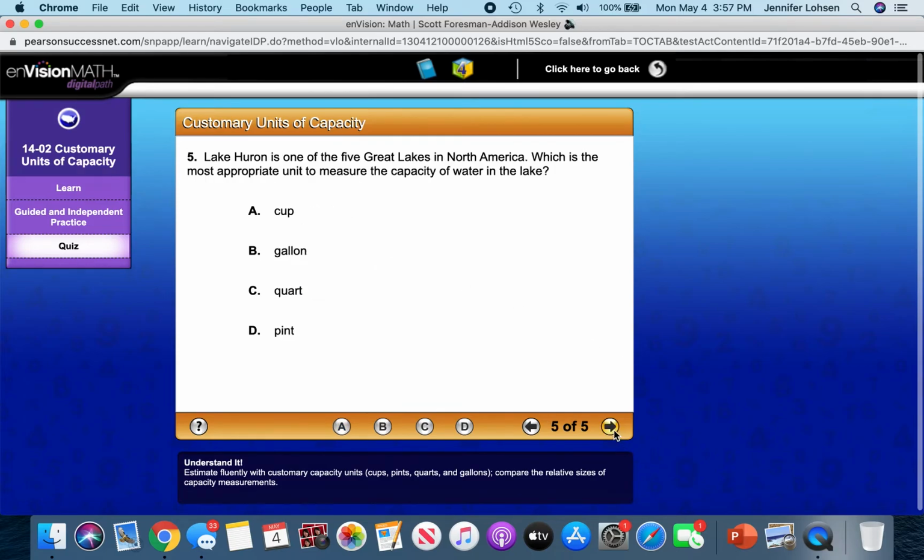And then the last one says Lake Huron is one of the 5 Great Lakes in North America. Which is the most appropriate unit to measure the capacity of water in the lake? So, y'all, you are tasked with going to one of the largest lakes in America, one of the Great Lakes in North America, and you have to figure out its capacity. Do you want to be standing there on the shore with 1 cup as your unit of measurement, 1 gallon, 1 quart, or 1 pint? None of those sound very fun, to be honest with you. But if you had to pick the one that would take you the least amount of trips, it would be the largest unit of measurement, which would be a gallon.